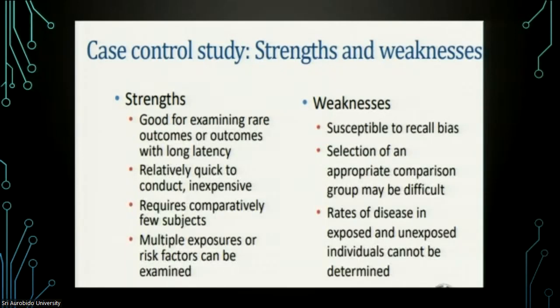In case control, strengths and weakness, you have, it is good for examining rare outcomes or outcomes with long latency, relatively quick to conduct, it is inexpensive, it requires comparatively few subjects, and multiple exposures or risk factors can be examined. The weakness is, it is very much susceptible to recall bias, because basically you are going from outcome to exposure, so recall bias can happen in this. Selection of an appropriate comparison group can be difficult. The comparison group that we have to select has to be very much similar, but they have to be non-diseased. Rates of disease in exposed and unexposed individuals cannot be determined.